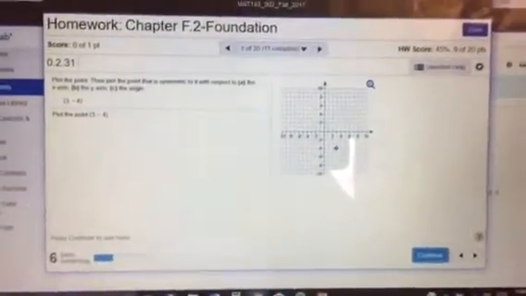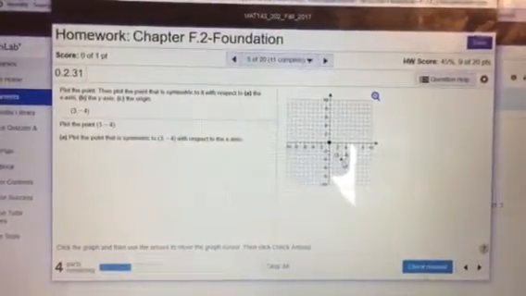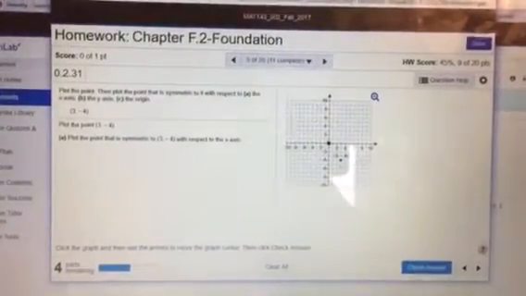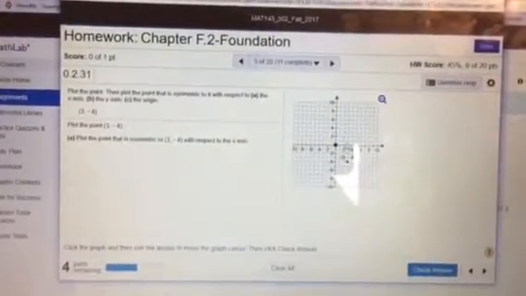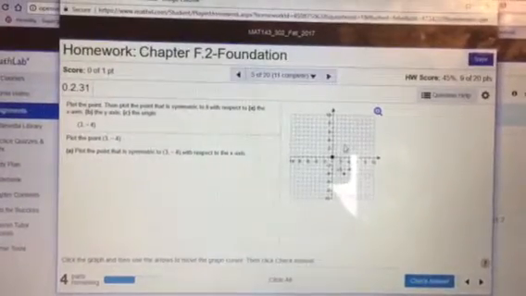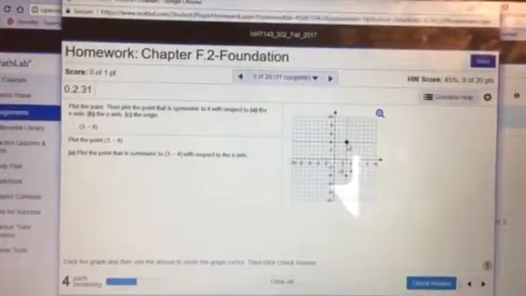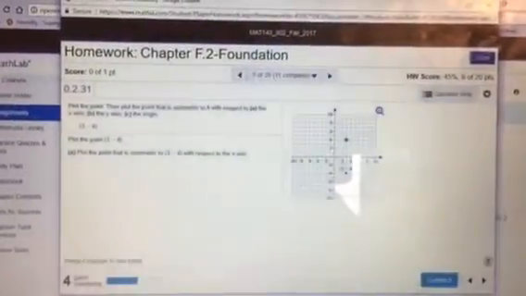Alright, good. Now the next one is going to ask me to do it with respect to the x-axis. So that means that I need to do the mirror version of it across the x-axis. So that would mean that it would become right here. Bam. It would become (3, 4).